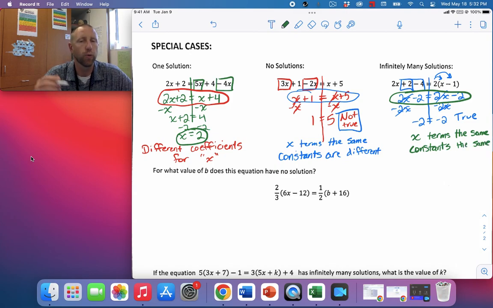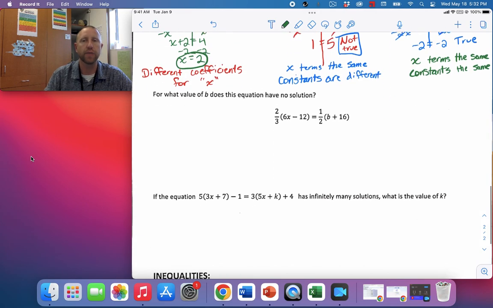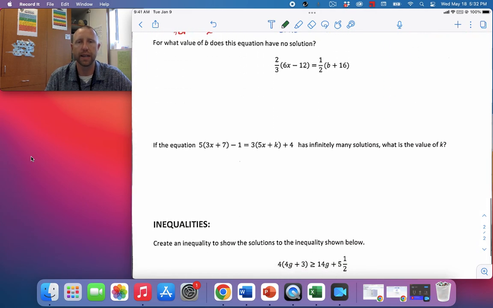So for one solution, I want to point this out, we don't care what the constants are. Just the x terms had to be different. The coefficients had to be different for x. For no solution, the x terms were the same, but the constants were different. And for infinitely many solutions, everything's the same once you simplify, okay?